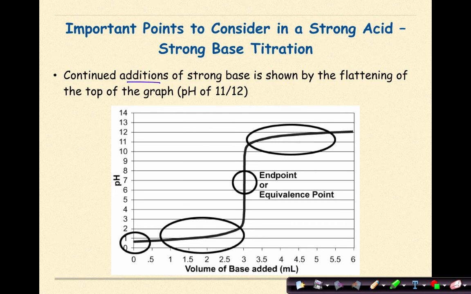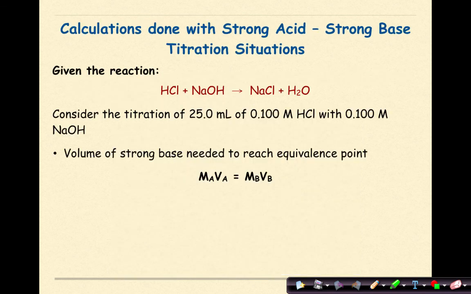Continued additions of strong base is shown by the flattening of the top of the graph with a pH of 11 or 12. So this is past the equivalence point. We're referring to this point right here, where we are now dealing with a higher pH and neutralization is past completion. Calculations done with strong acid, strong base titration situations.